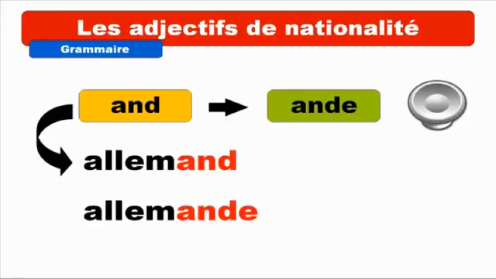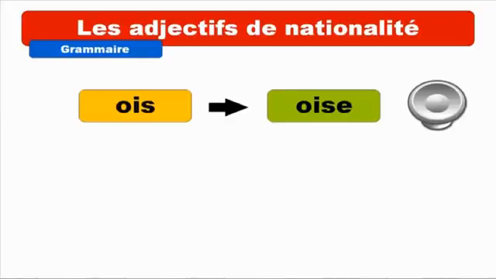Allemand, repeat. Allemande, repeat. Okay. And now we've got oie, so O-E-S, final S is not pronounced. Oie. Oise. Okay.